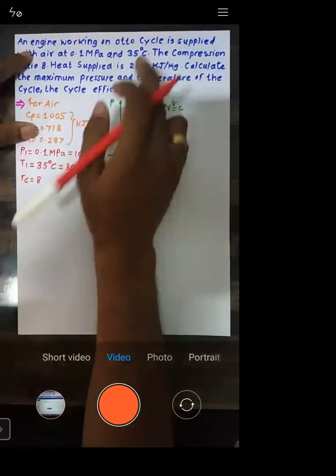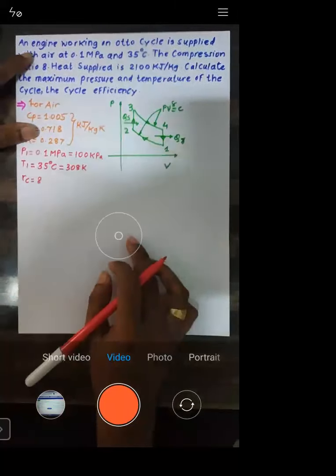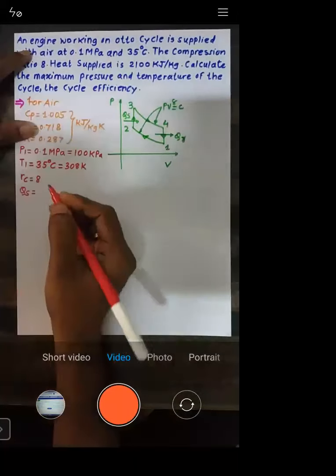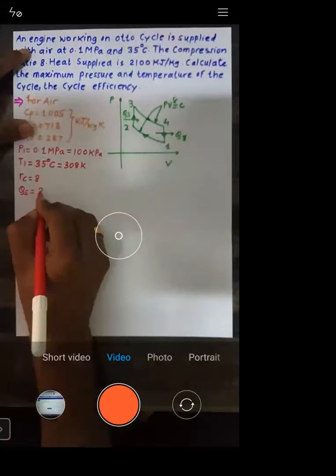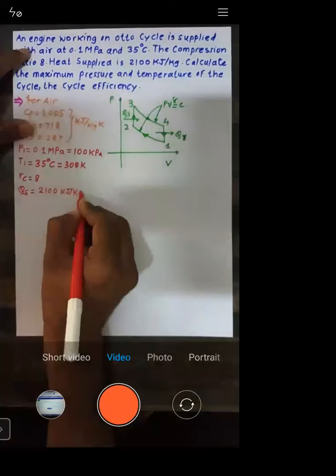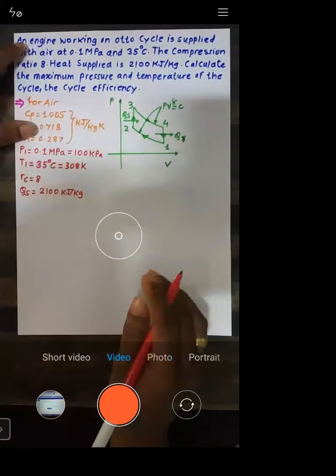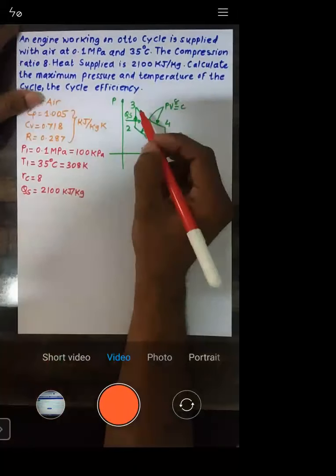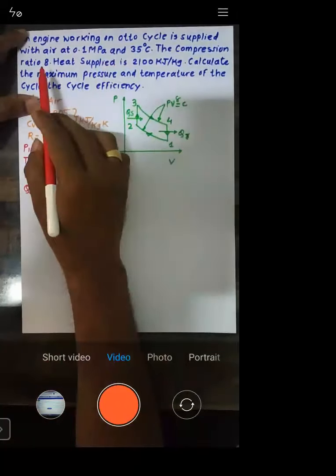Now you can see in the diagram, during the 2 to 3 process, heat is supplied. So Qs, heat supplied, is given as 2100 kilojoule per kg, right? This is mentioned in the problem. The heat is supplied during process 2 to 3, and that we call Qs, and the amount of heat supplied is 2100 kilojoule per kg.